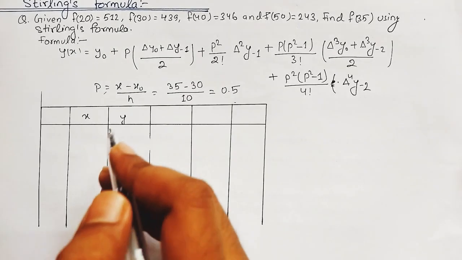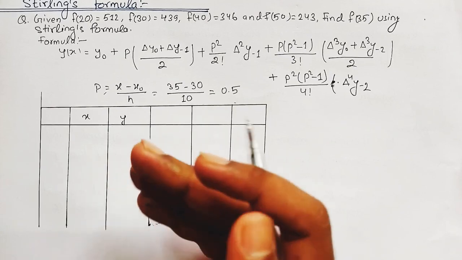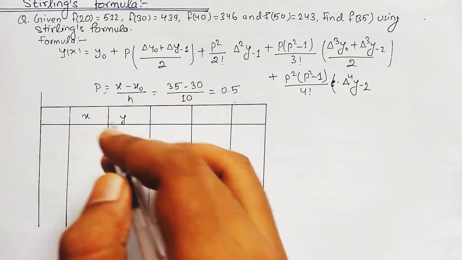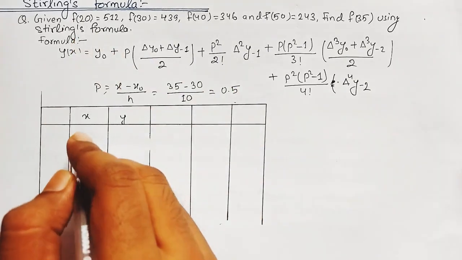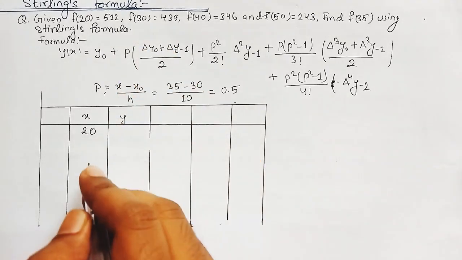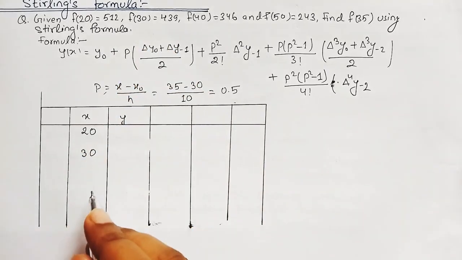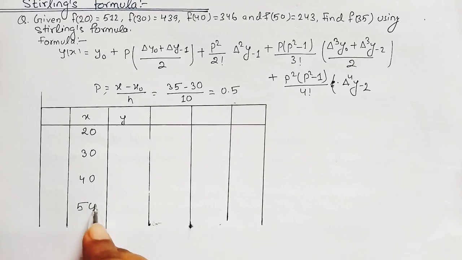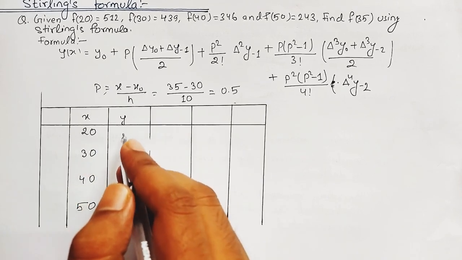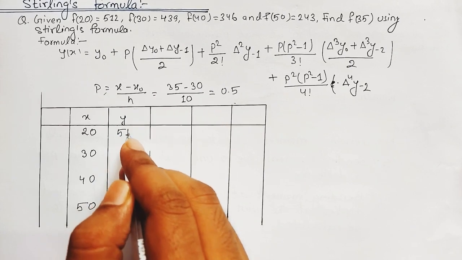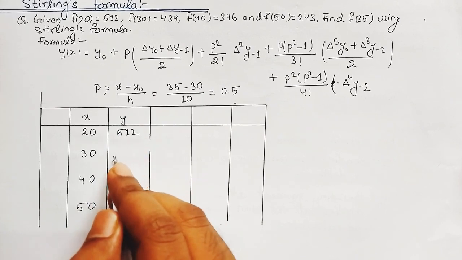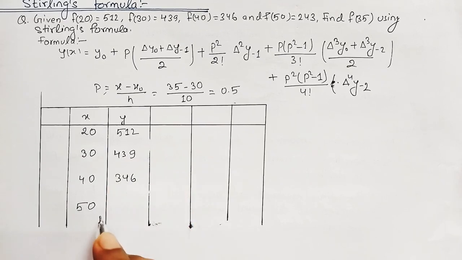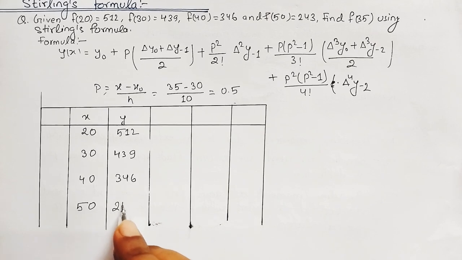Now we will write the values of x and y one by one, and also leave some space between the values of x and y. Here x value is 20, again we have 30, 40, and finally 50. The corresponding values of y are 512, 439, 346, and similarly f50 value is 243.